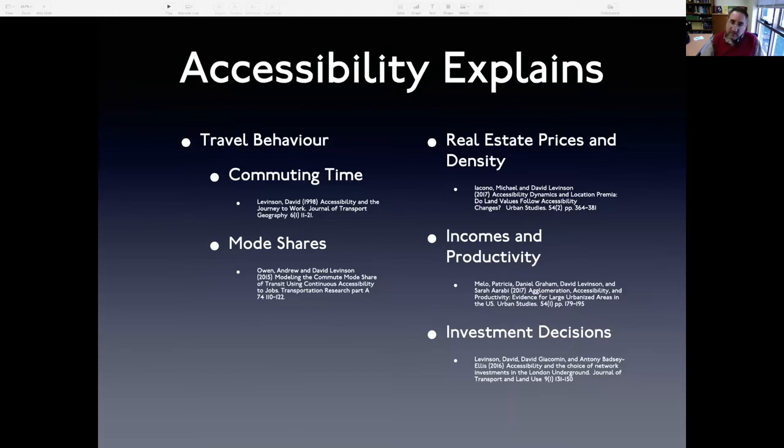We know that places with higher accessibility tend to have higher incomes. So larger cities have higher wages than smaller cities. The argument is because people are more productive in larger cities, that there's an economy of agglomeration and that the closer together that we are with people, the more productive we'll be.